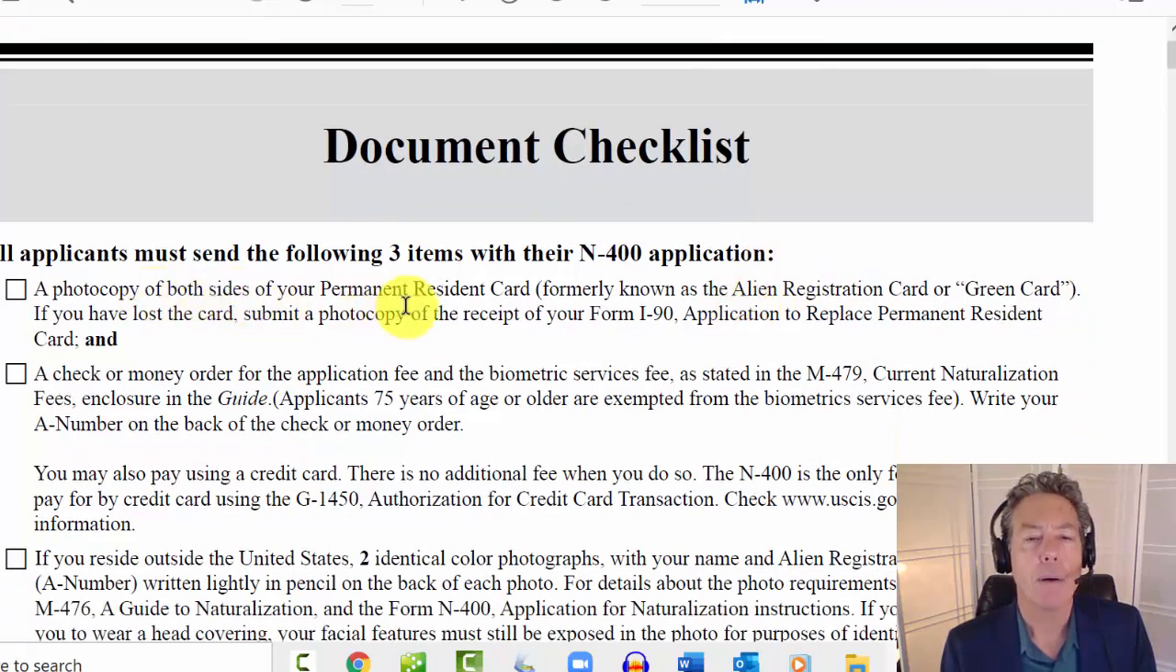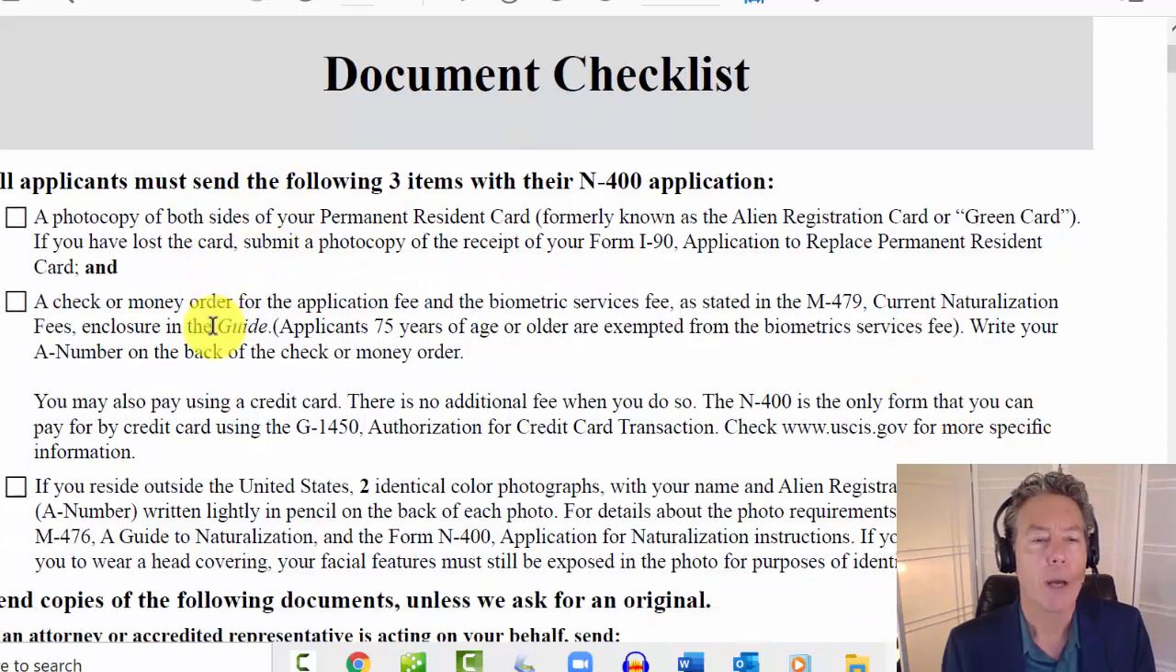A photocopy of both sides of your permanent resident card. If you've lost the card, submit a photocopy of the receipt from your I-90 application to replace the permanent resident card. A lot of people say, well, I want to get citizenship, but I don't have my green card. You file an I-90, you get your green card duplicate going, and then you send in the receipt of that with your N400. Okay, 2.